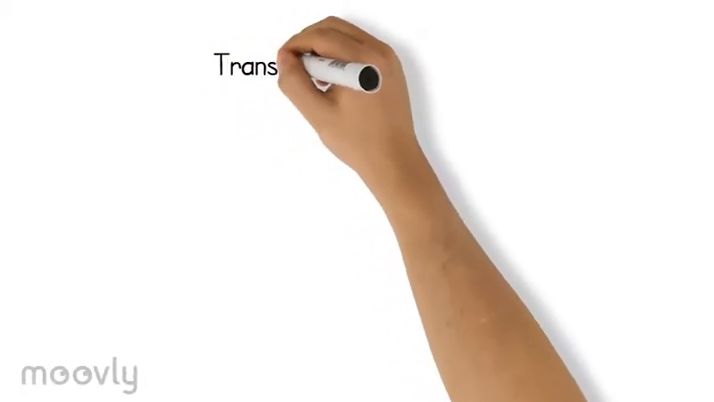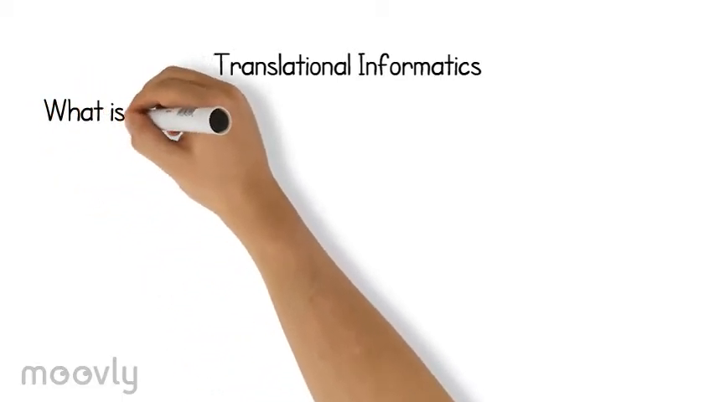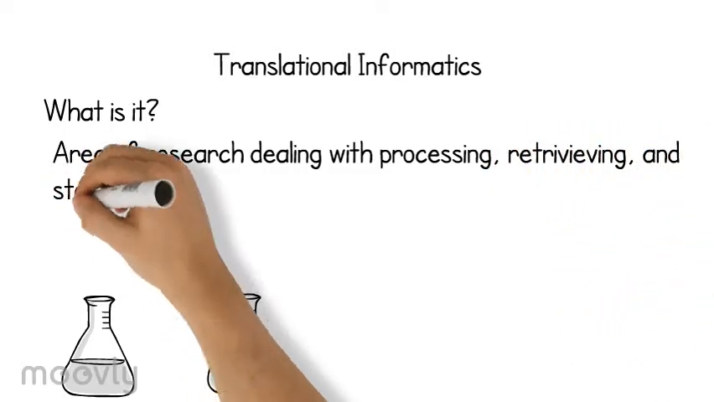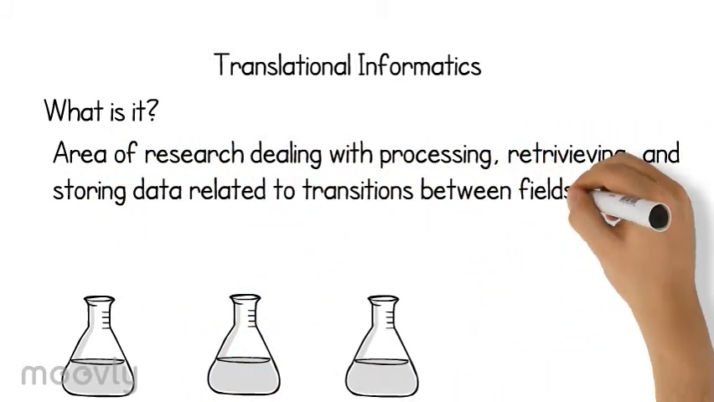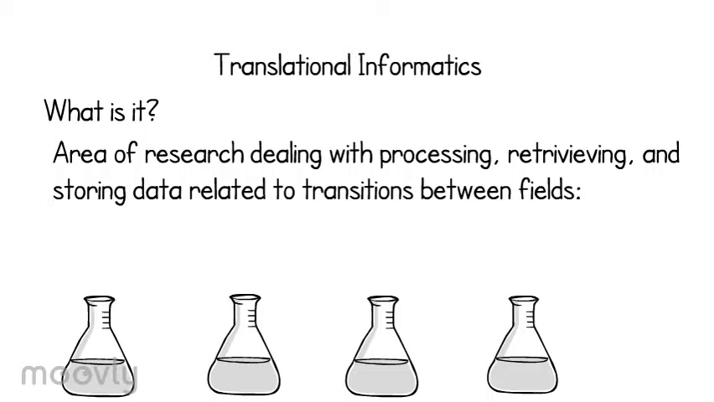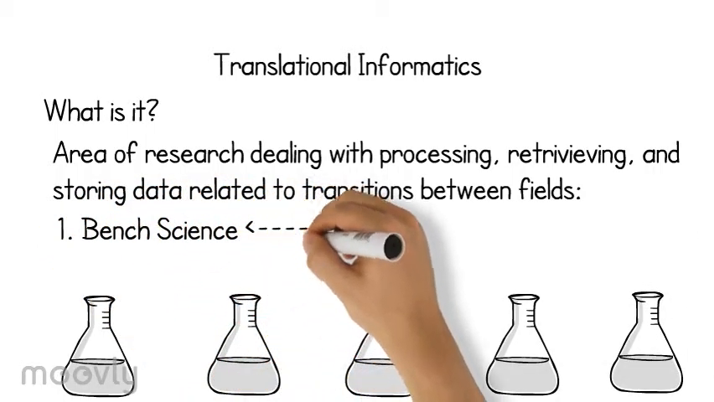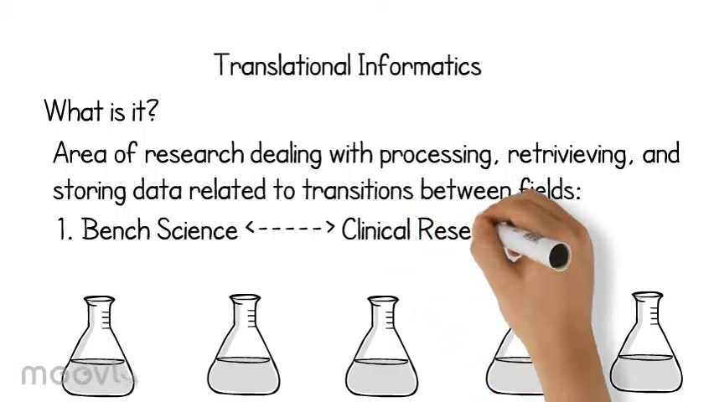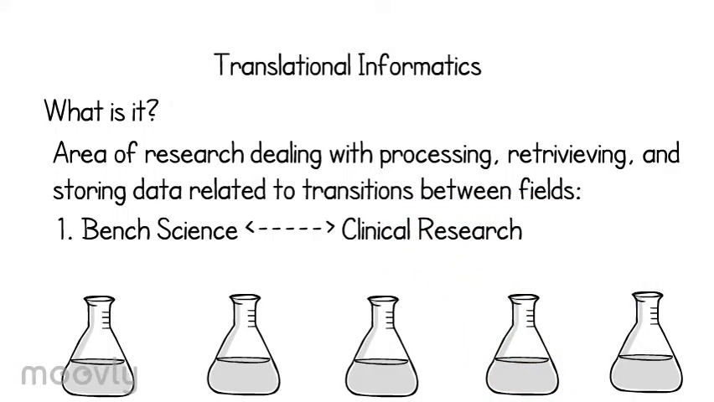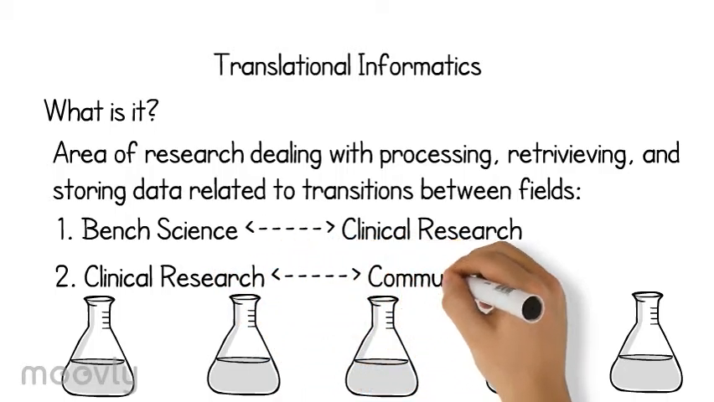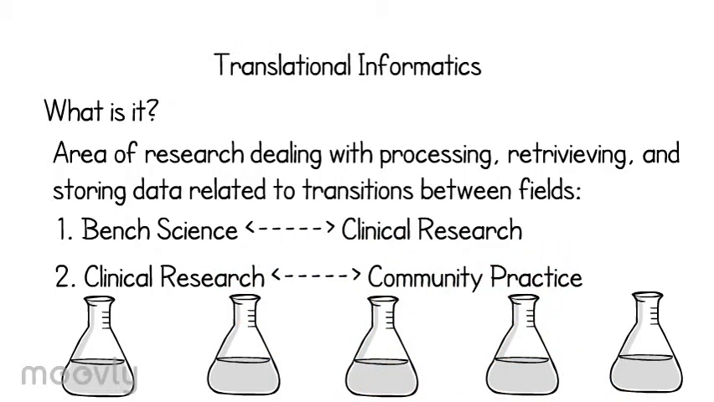To start off this presentation, first I will be defining what translational informatics is. Simply put, translational informatics is the area of research that deals with data and how it pertains during the transitional parts of fields of research. The first type of translational informatics is also known as T1, and this is from the bench sciences to the clinical studies. The second type, T2, is from clinical studies to practices in the community.